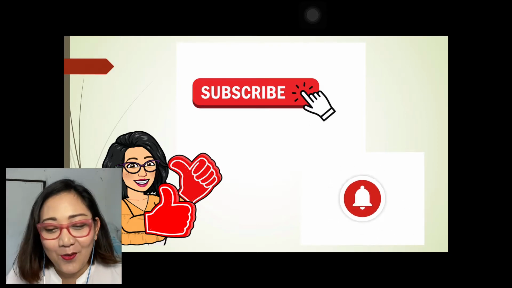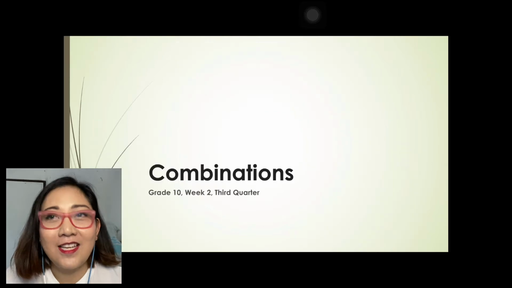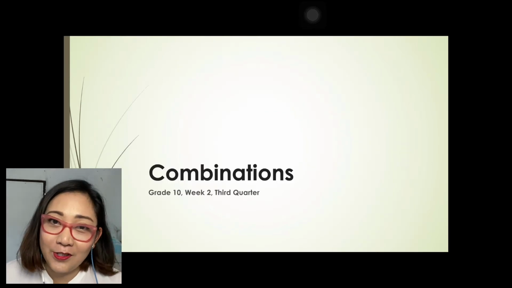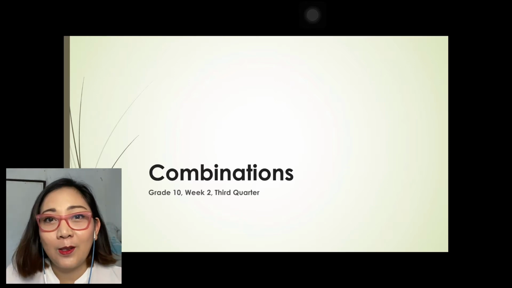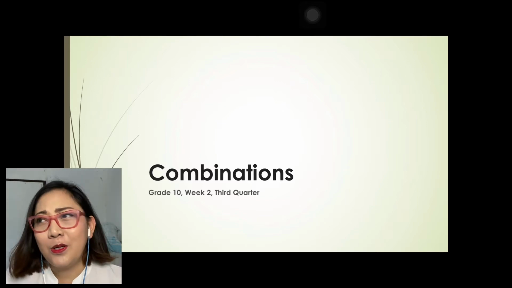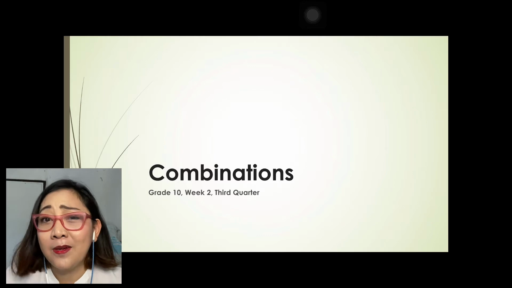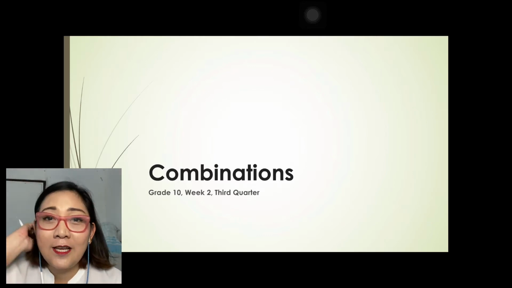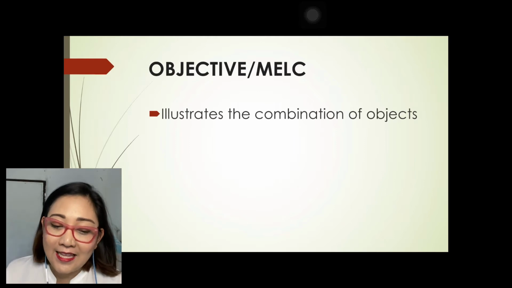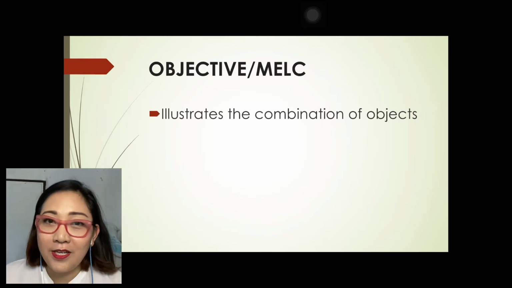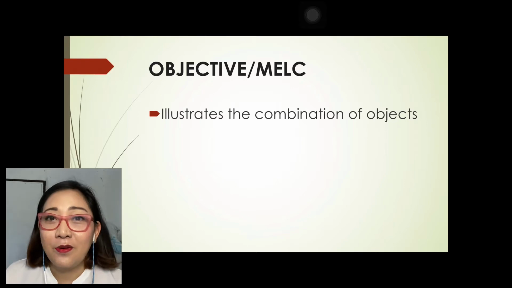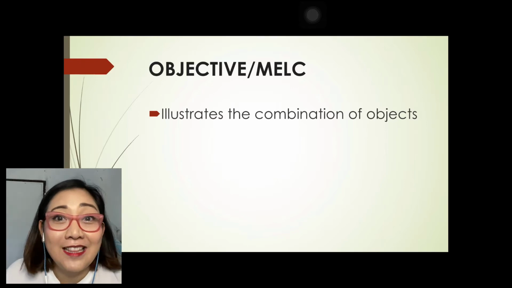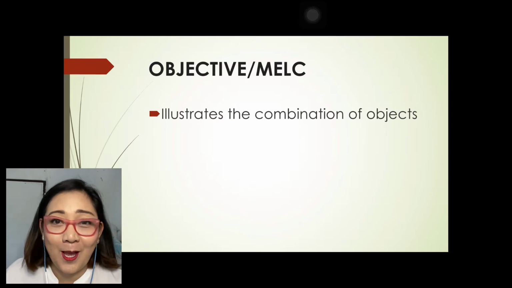Okay. So, what will be our lesson for this week? Tayo po ay mag-aaral ng combinations. So, last week we did permutations. This week, we are going to learn about combinations. So, ano ba ang combinations? Ano ba ang pagkakaiba niya sa permutation? Okay? So for this week, isa lang po ang ating most essential learning competency, and that is illustrates the combination of objects. By the way, we are on the third quarter already. We are on week 2 for grade 10. Okay? Grade 10 pa rin po tayo.